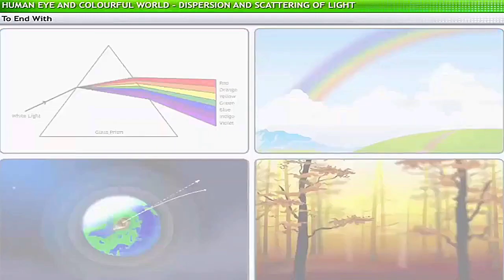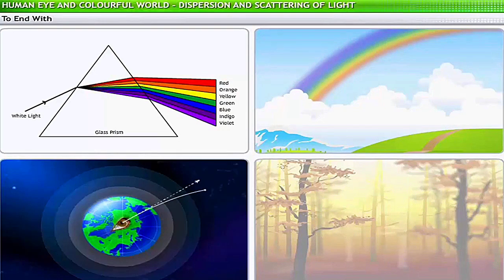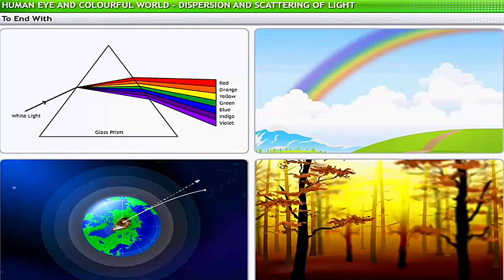This brings us to the end of this lesson on dispersion and the scattering of light. In this lesson, you have learned about refraction and dispersion of light through a triangular glass prism, formation of a rainbow, atmospheric refraction, and the scattering of light.